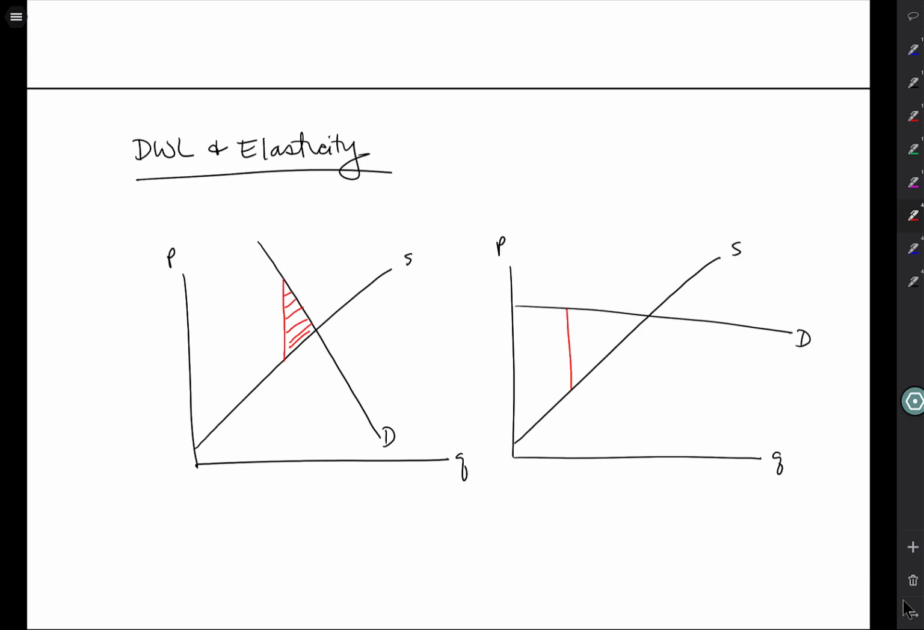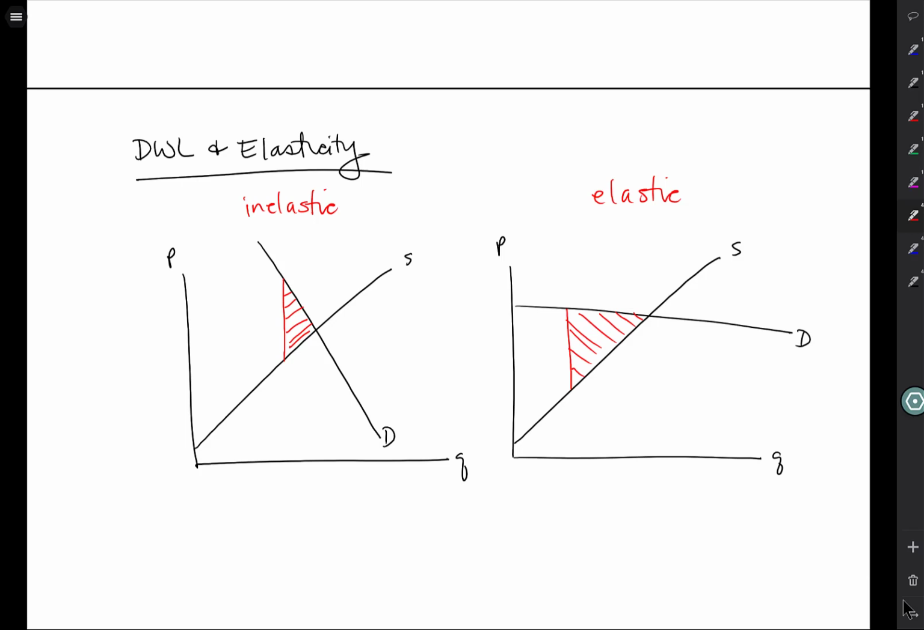And look at what happens. I impose the very same tax size on the more elastic market. This one's relatively more elastic than this one. This one's relatively more inelastic because the supply curves are the same, but the demand curve is steeper on the left than on the right. The flatter it is, the more elastic, which is on the right. And look at what happens to deadweight loss. It's bigger.